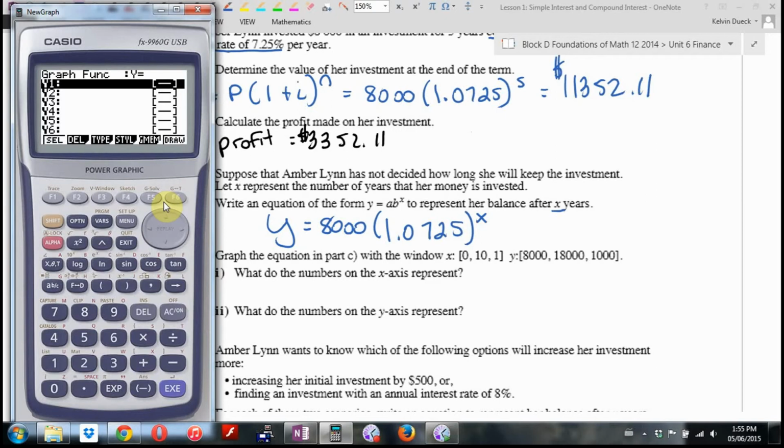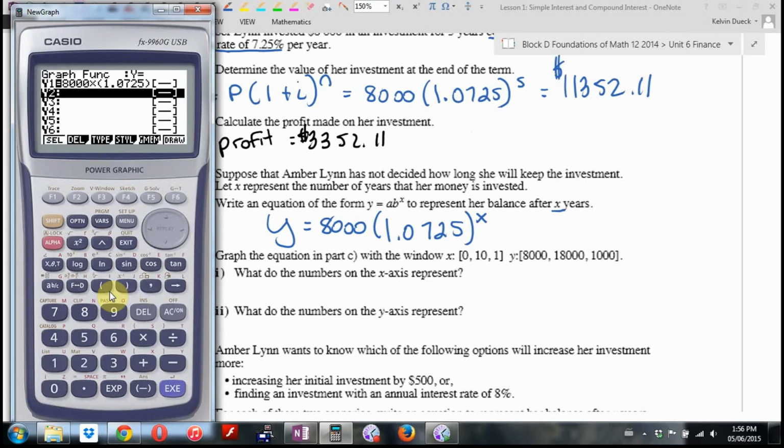The equation that describes the value of this investment, and again, I can't use A's and P's and I's, I have to use X's and Y's, that's what my calculator has. It's going to be 8,000 times bracket 1.0725 to the power of what? That's where the X is going to go. That's the equation that's going to show me the value of this investment, Grayson, as time changes. This is going to help me do some financial planning.